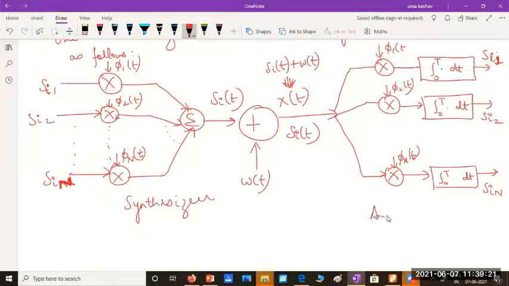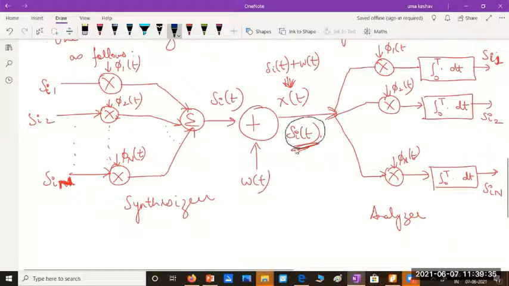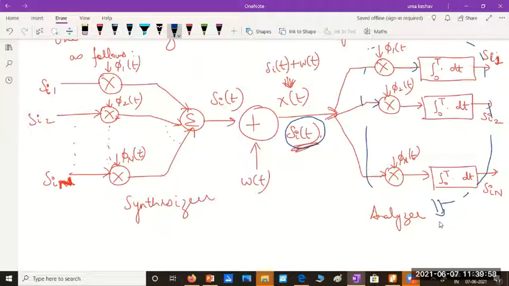So this is called the analyzer, where we should get back the signals Si1, Si2 from the received signal Si of t. Assuming that the received signal is Si of t, how do I get back the signals Si1, Si2 which we had transmitted initially? By multiplying them with the orthonormal basis functions and then integrating. What did we call this? Each of these was called a correlator. And here I have a bank of n correlators. Every multiplier followed by an integrator is called a correlator. It's also called a product integrator. Correlator or product integrator. Remember this.